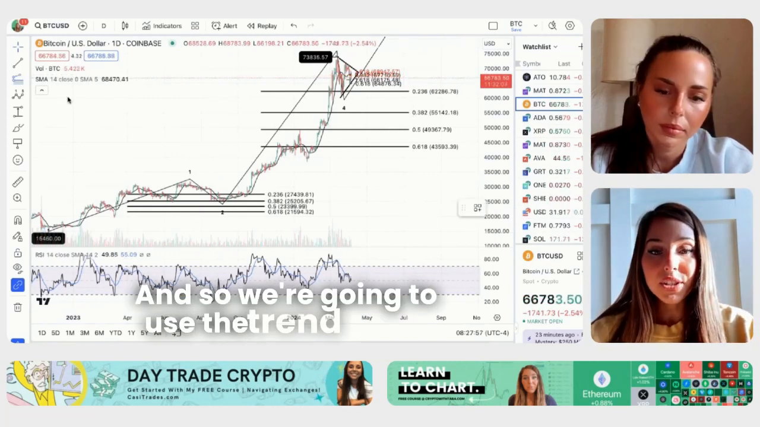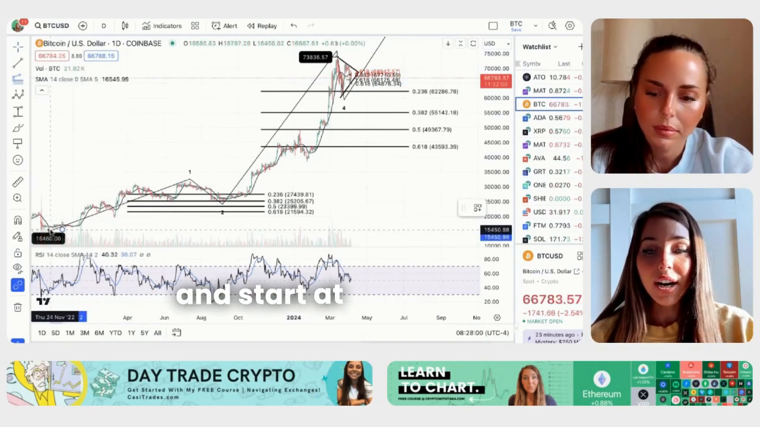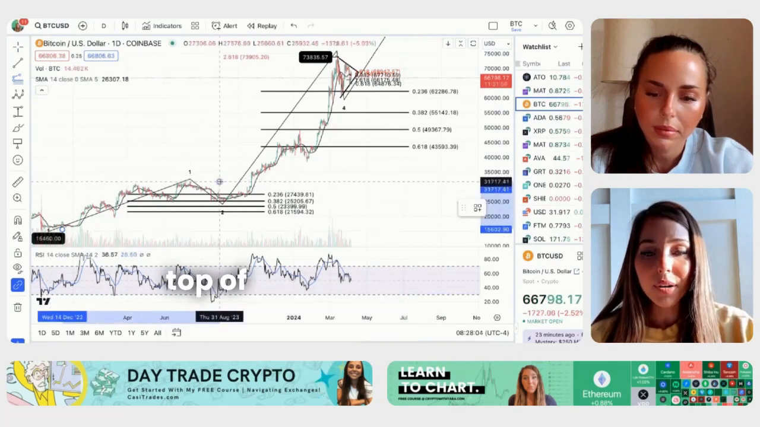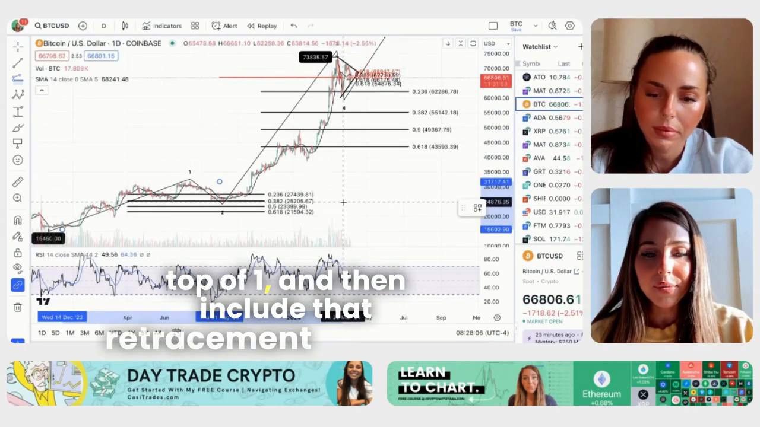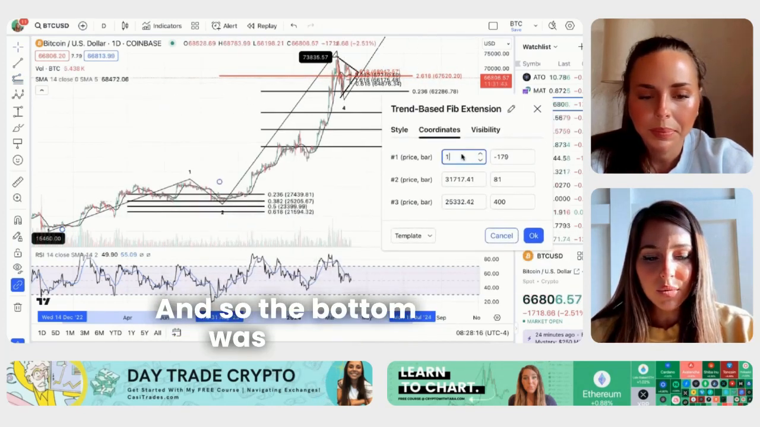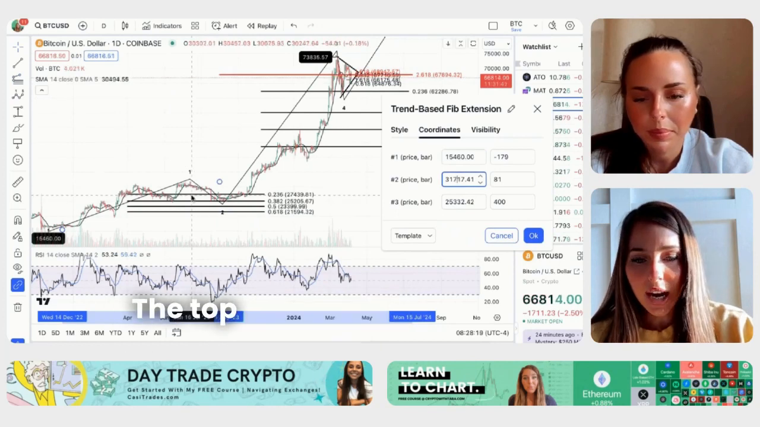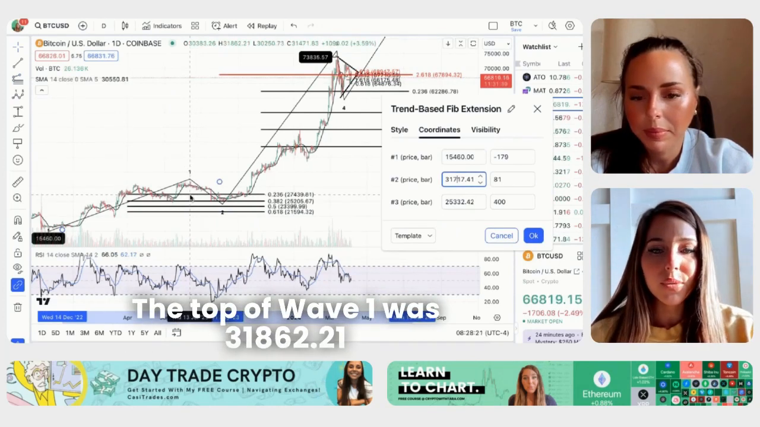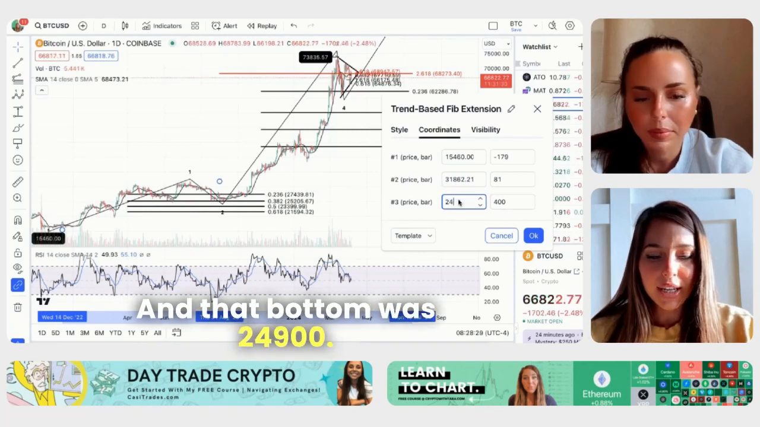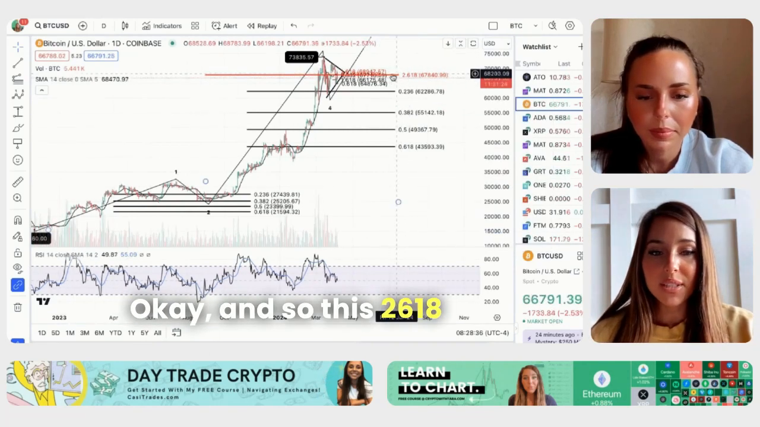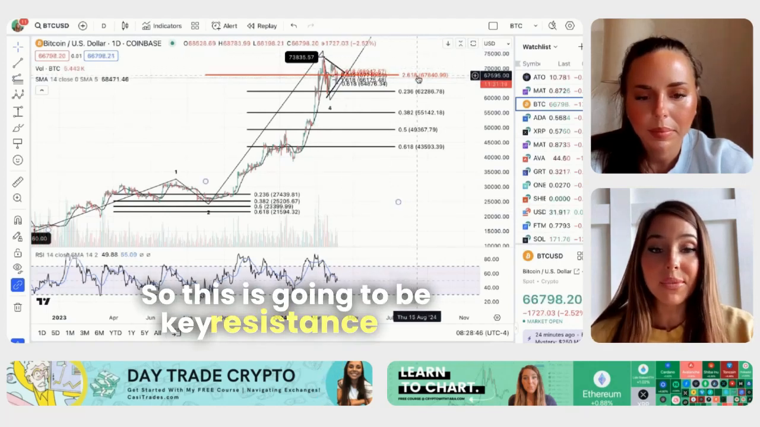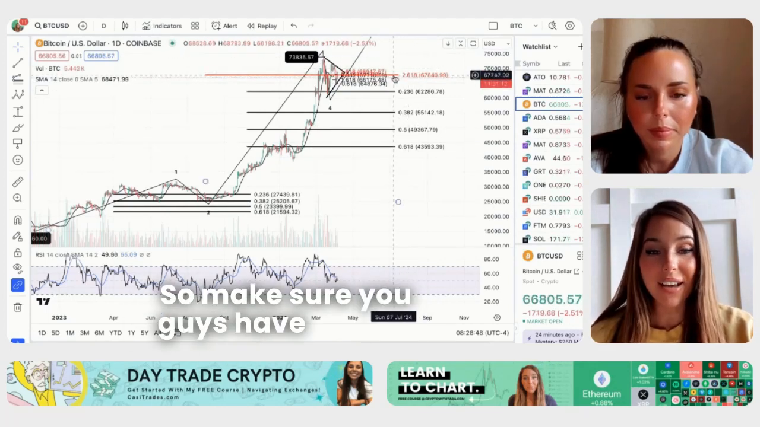We're going to use the trend-based fib extension and start at the bottom at 15460, come up to the top of 1, and then include that retracement for wave 2. Let's put those coordinates in. The bottom was 15460, the top of wave 1 was 31862.21, and that bottom was 24900. Okay, and this 2618 up here is that extension for wave 3. This is going to be key resistance on Bitcoin, so make sure you guys have that on your chart.